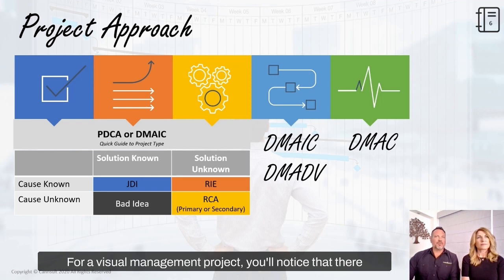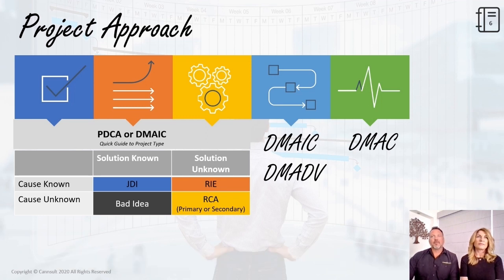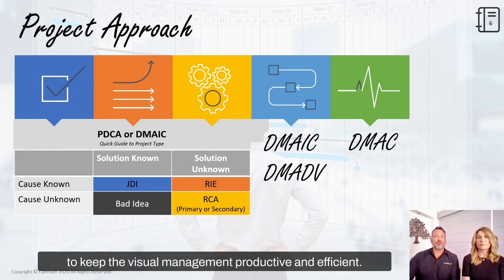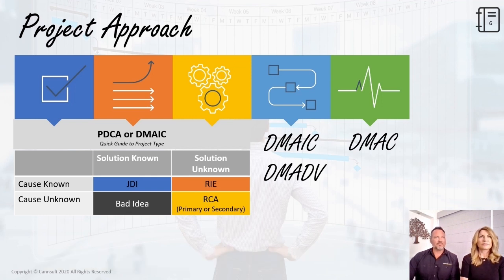For a visual management project, you'll notice that there is no improve phase, and it's pronounced DMAIC. Creating visual management sets up the process to facilitate daily improvements as a part of the routine procedures. The team defines the process and customer, identifies critical measures, analyzes causes so that we can monitor as needed, and then puts controls in place to keep the visual management productive and efficient.